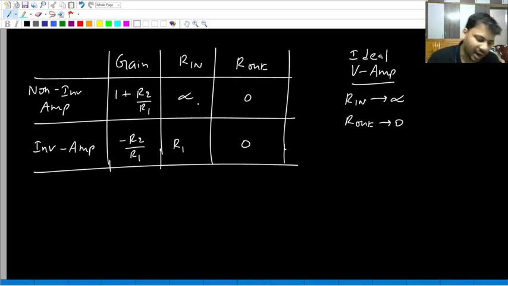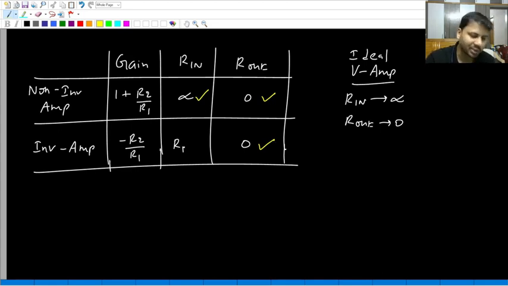So if you look at the non-inverting amplifier, input resistance is what? Infinity. Is it not the same as the ideal value, which is very good? Even the output resistance is what? 0, same as the ideal value. So for the non-inverting amplifier, both the Rin and Rout values are exactly equal to their ideal values. But for the inverting amplifier, the output resistance is what? 0, which is the same as the ideal output resistance value, which is very good.